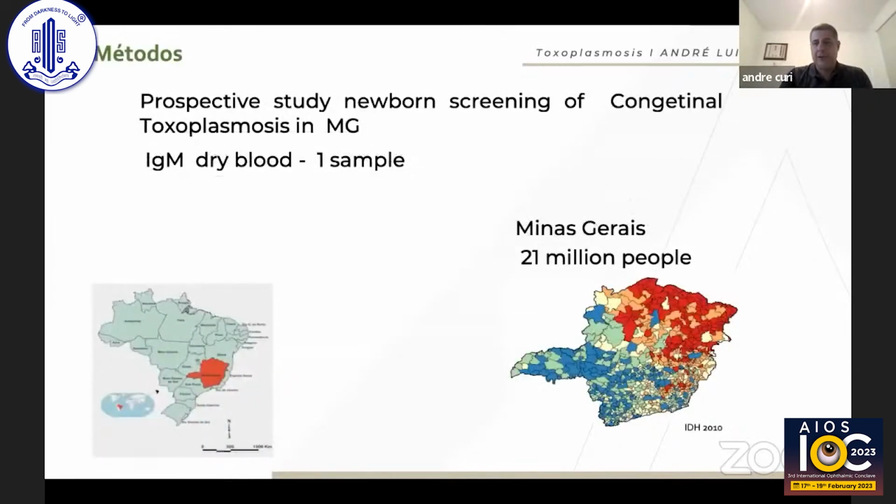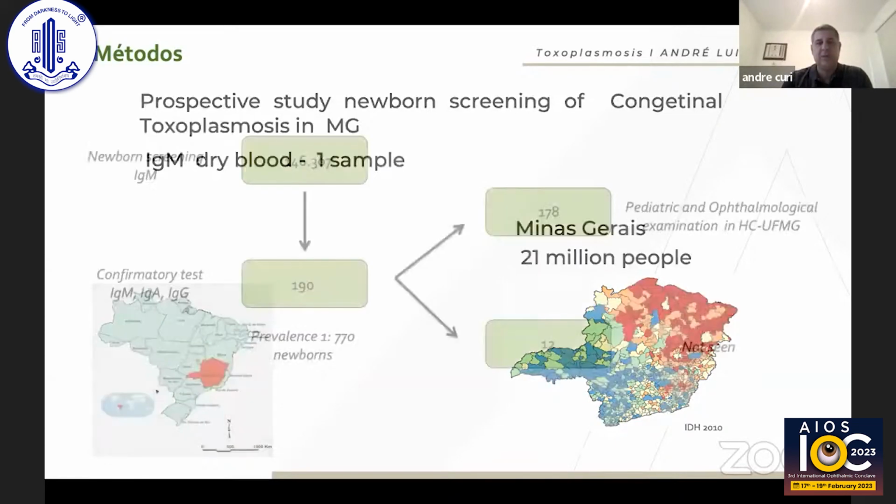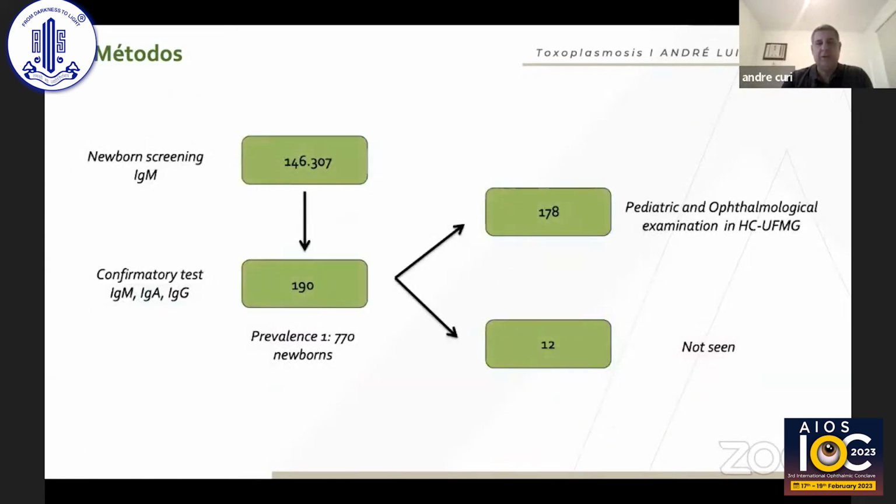I will show here a study led by Dr. Vasconcelos in Minas Gerais in Brazil. It's a state with 21 million people, and they tried to screen all newborns for congenital toxo, doing IgM in dry blood, one sample. They screened 146,000 newborns and had 190 positive kids, and they saw 178 in the ophthalmic and pediatric clinic.